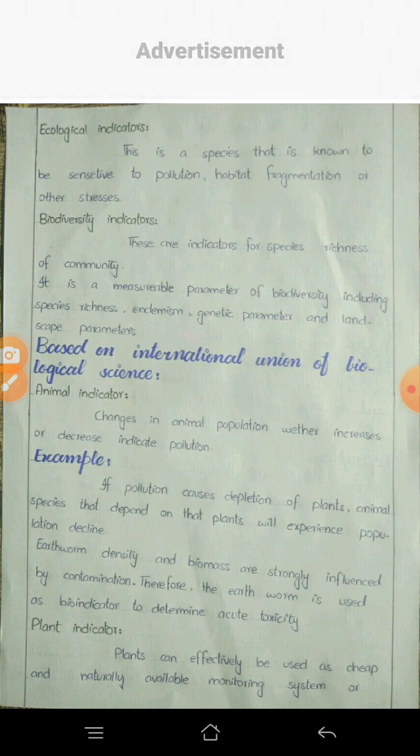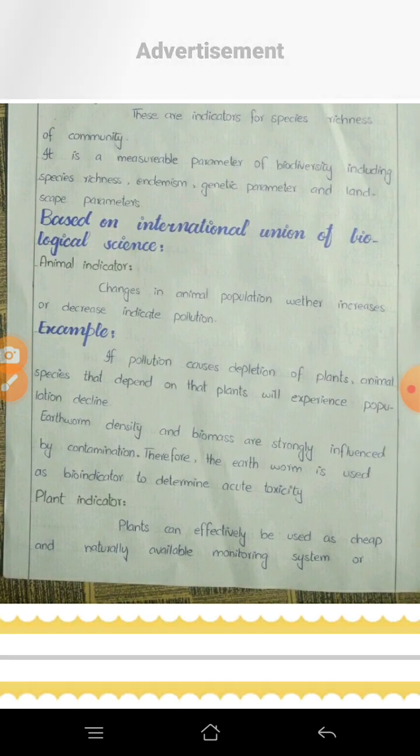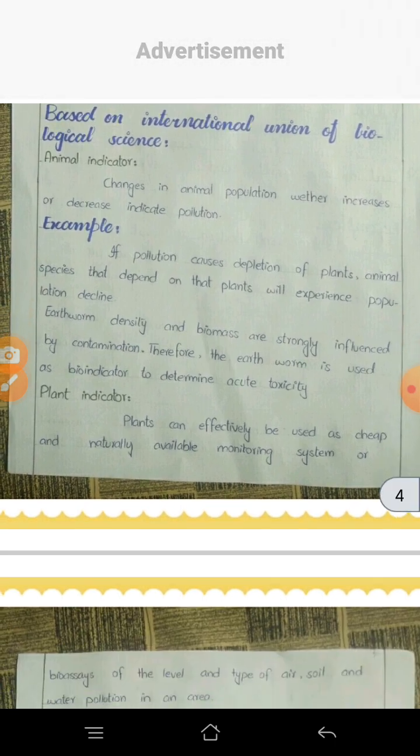Animal indicators. These indicators can detect changes in environmental pollution, whether an increase or decrease indicates pollution. For example, if the population of plants decreases, then those animals that depend upon those plants will also decline, their population will also decrease, and when the population of those plants on which the animals depend increases, then the population of animals also increases.